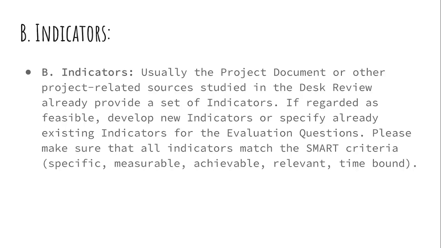Under section B still, the methodology, we have the indicators. Also usually these are in the project documents or program documents, or any other project-related source studies in the description which you are to do. So these already provide a set of indicators. If these indicators are regarded as not feasible, you can develop new indicators or specify already existing indicators for the evaluation questions. So you can use those indicators in the project document, to specify also for the evaluation questions you stated above.